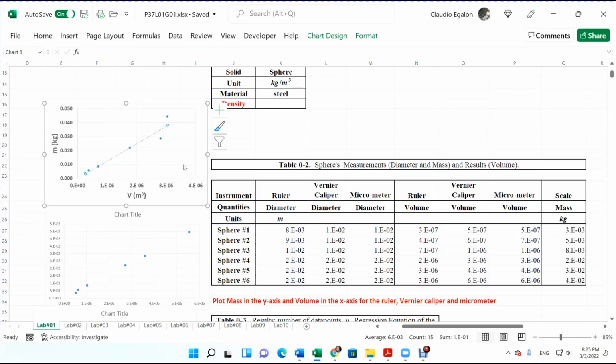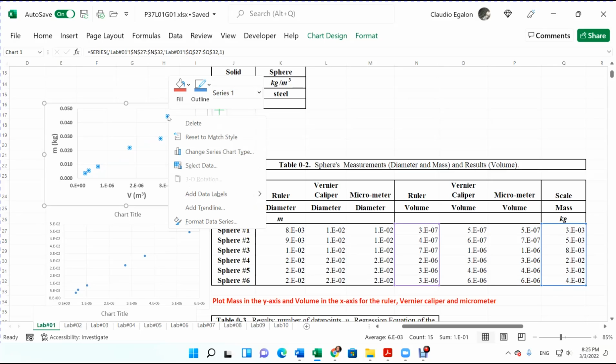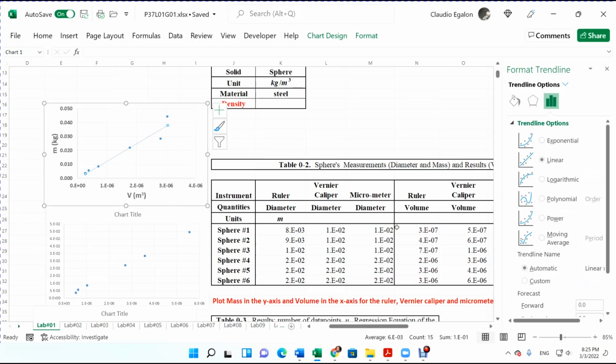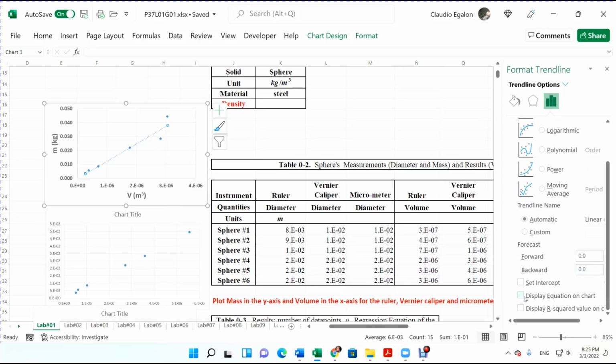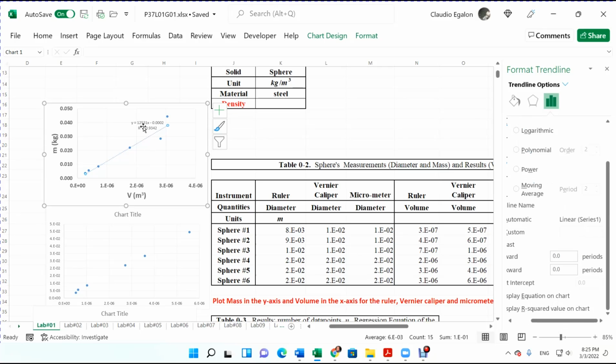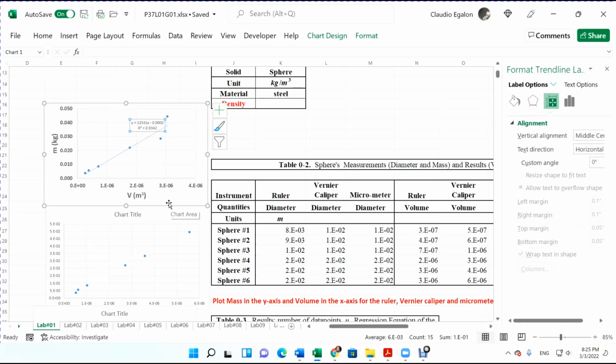Okay, so let me see. Oh, wait a minute, I made a mistake here. Let's do that again. Click, highlight everything, right click, add trend line. Here you go. We have the linear plot here. Go down in the panel: display equation on chart, display R square on chart. That's what I want to know. Now see the slope of this graph.